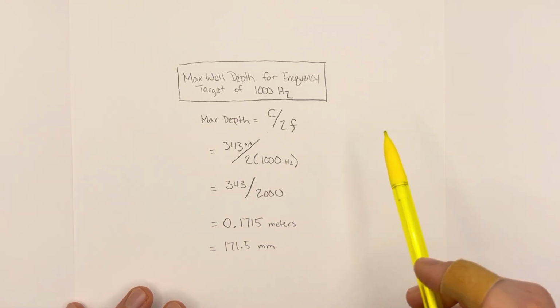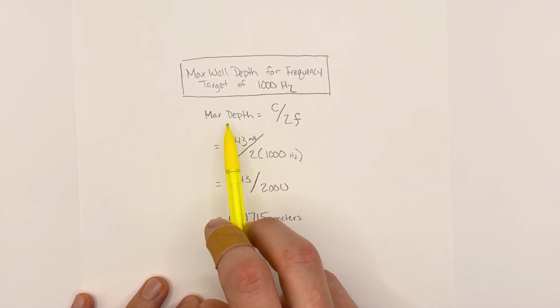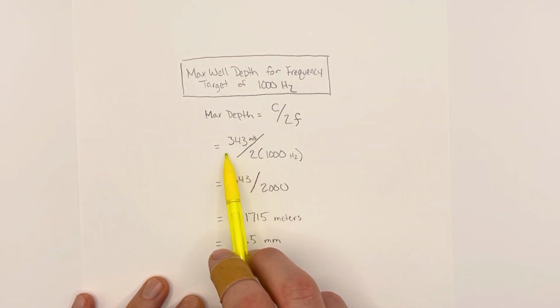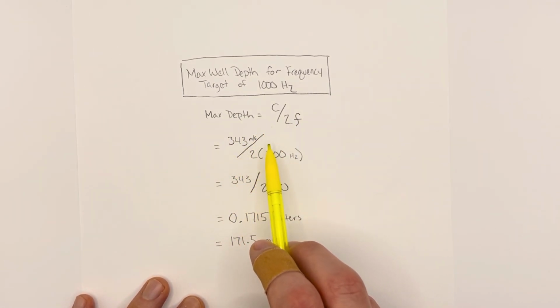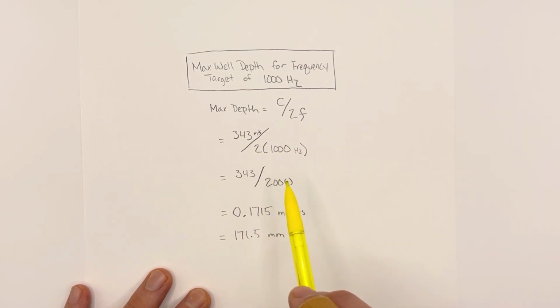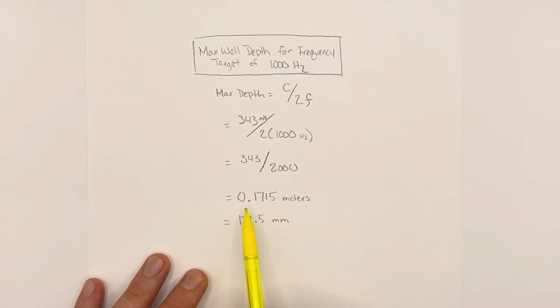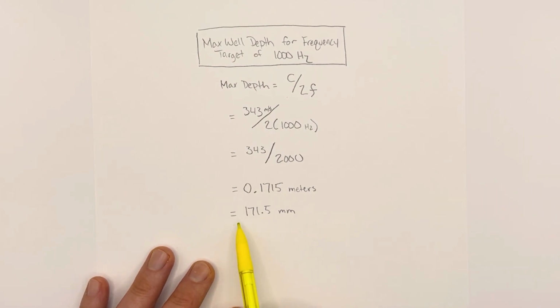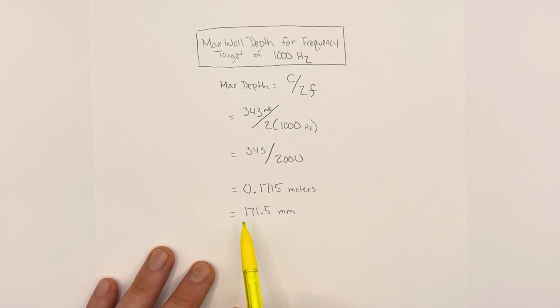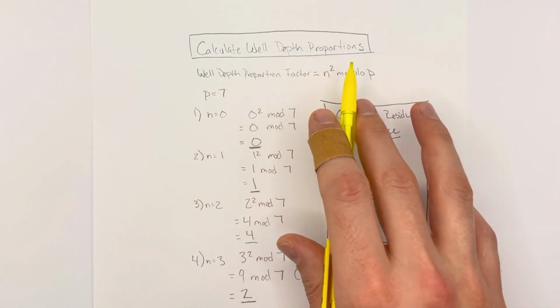For this example, we're going to use a target frequency of 1000 hertz. So the max depth is going to be the speed of sound, 343 meters per second, divided by 2 times 1000 hertz, which gets 343 divided by 2000, which gives us 0.1715 meters, which means the maximum well depth for this diffuser is going to be 171.5 millimeters.